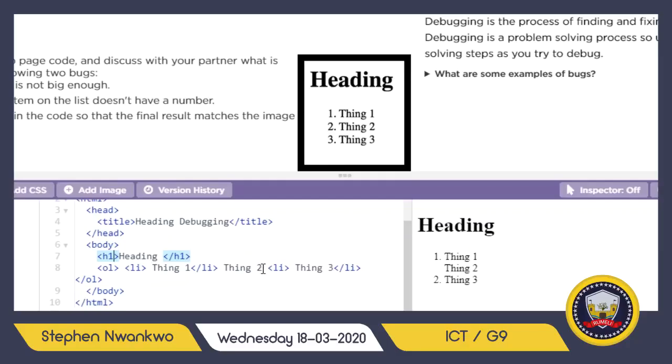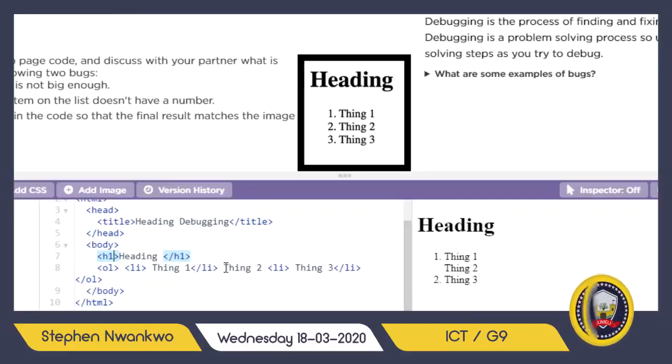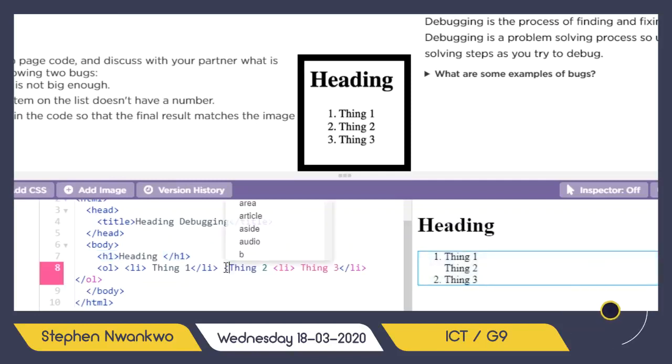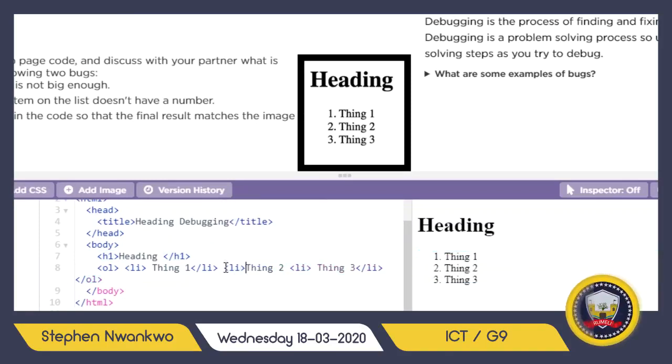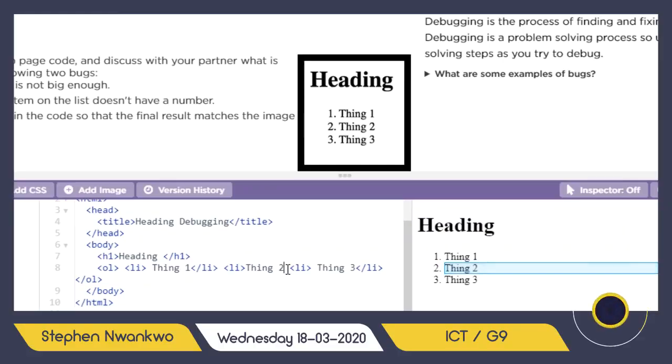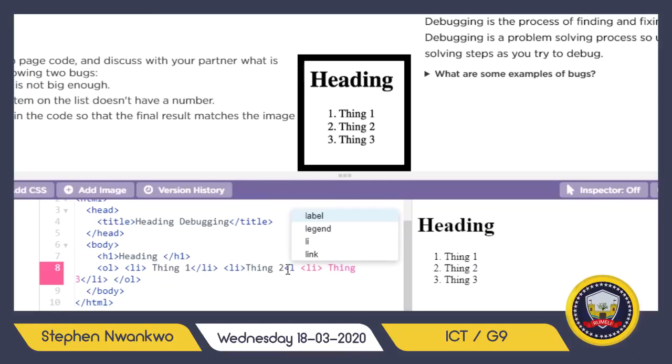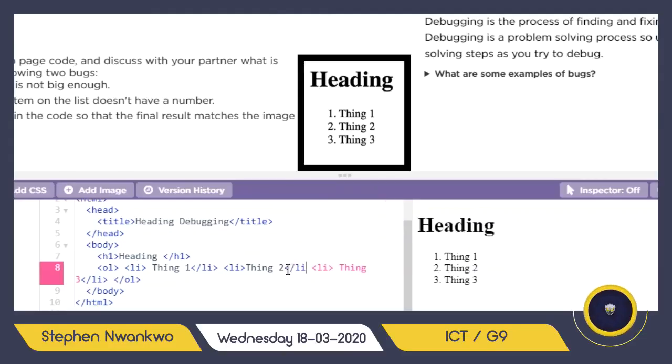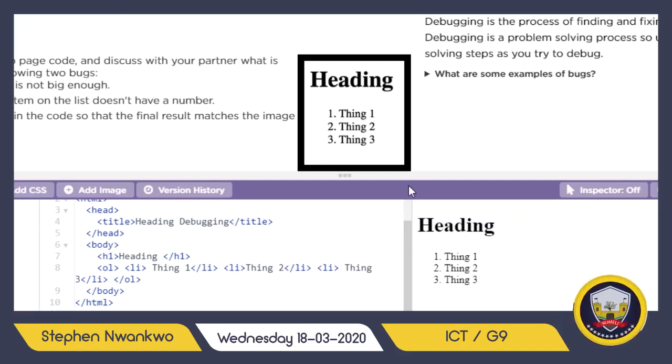So where is our bug? Our bug is in thing 2. Why? Because thing 2 doesn't have the opening list tag and the closing list tag. So what we do here is we click this place, then we add the opening list tag, LI. You come over here and you close it. Closing list tag. Now you have the results. Exactly the same image. You have debugged this web page.